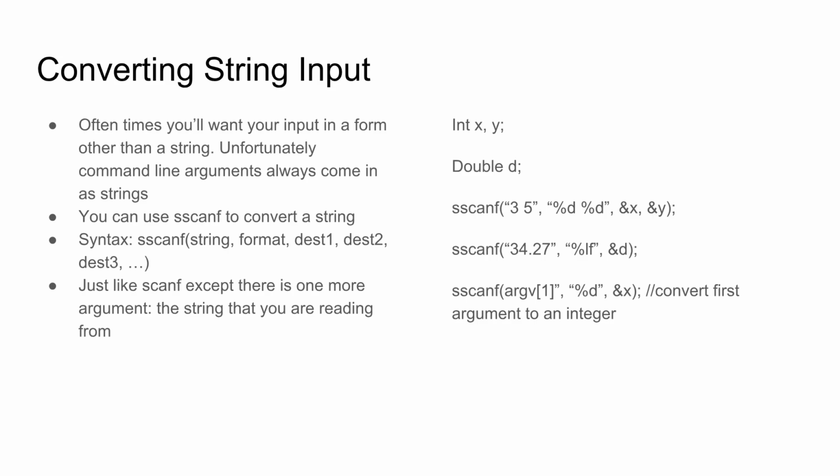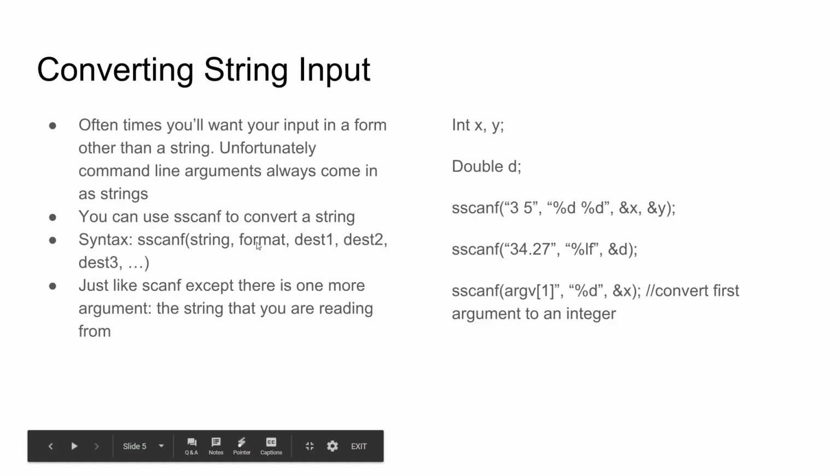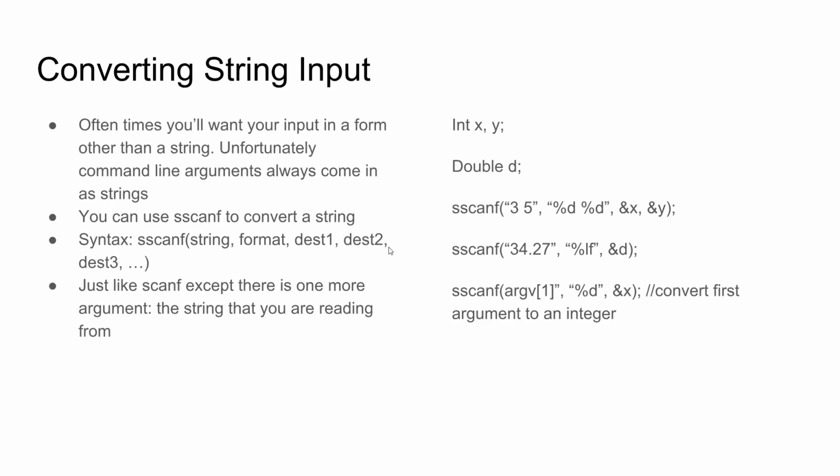Sometimes the values that you get in, you don't want them to be strings. You want them to be numbers. And the function that's really helpful here is sscanf. sscanf is exactly like scanf, except the first parameter is the string you want to read from. So you give it some string, the format of what this string is supposed to be, and then what variables you want to read it into. So if I had the string "3 5" and I read it into %d, x and y, it's going to convert it. Or 34.27, this will convert it into that double. Or if we wanted to read argv[1] and convert it into an integer, we could do it with sscanf. That's the tool that you want.